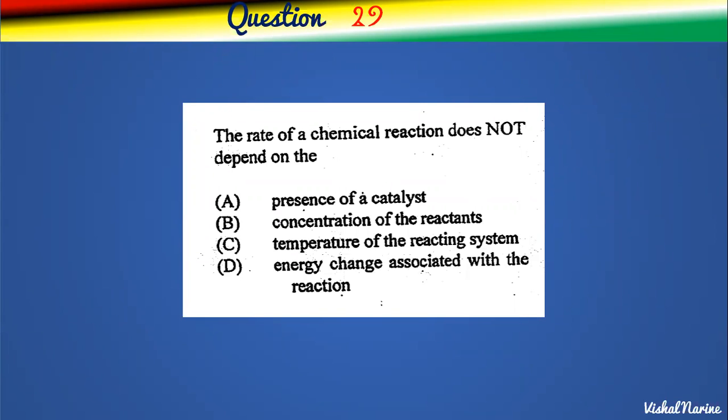Question 29 again deals with factors affecting the rate of a chemical reaction. The question asks you, which does not affect the rate of a chemical reaction? Is it the presence of the catalyst? Well, yes, this does. Concentration of reactants? Yes, again. Temperature? Yes. So the answer there is D, the energy change associated with the reaction.